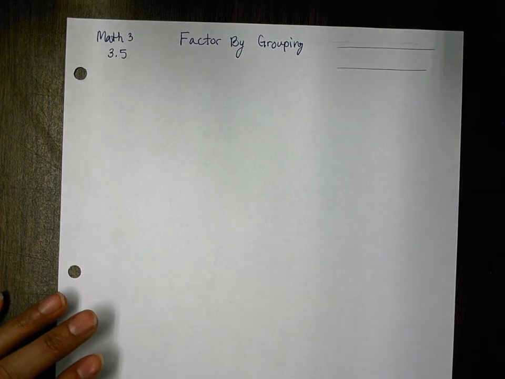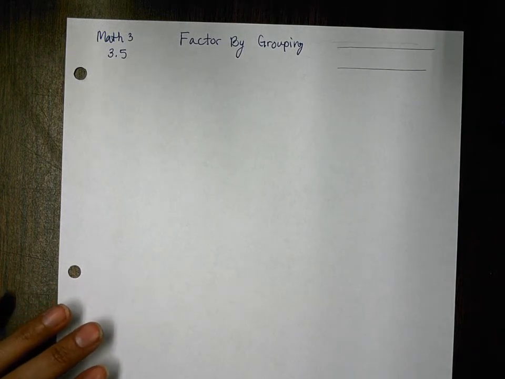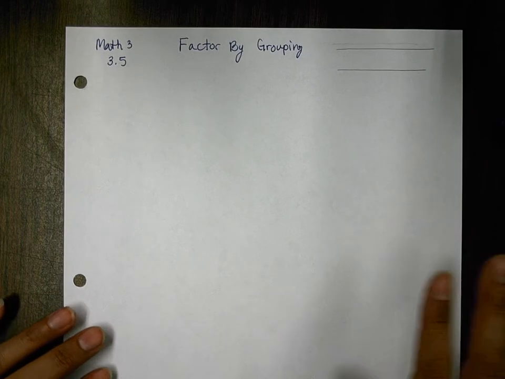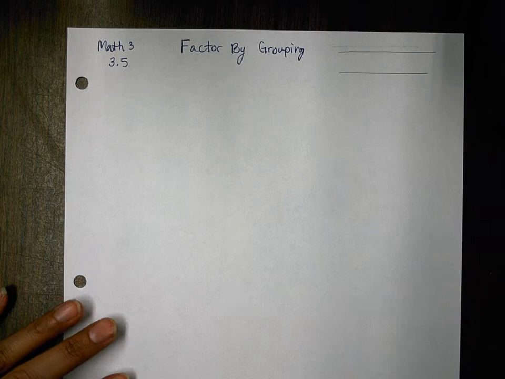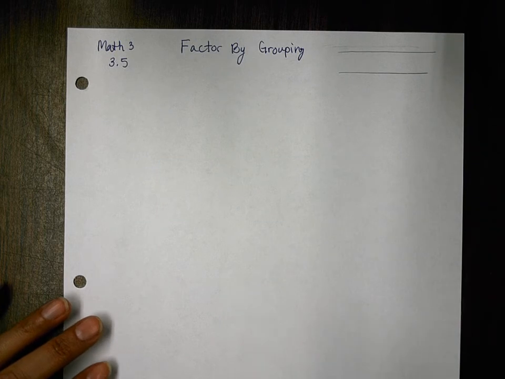This is Math 3, 3.5 notes. That's Unit 3, Lesson 5. The title's Factor by Grouping. And don't forget your name, date, and period in the upper right-hand corner.